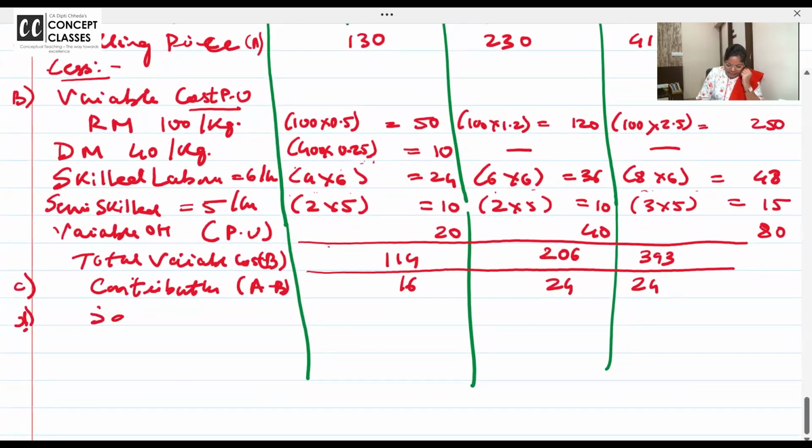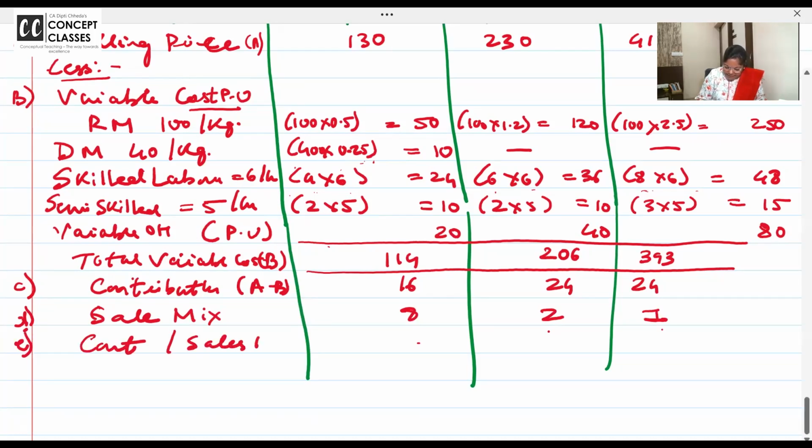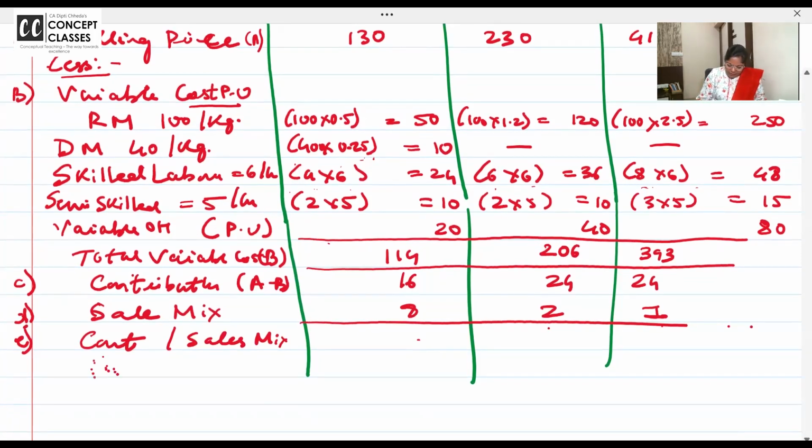Now D bit, something new I'm writing, and that is called sales mix. You can't say, ma'am, B and C are having very good contribution, just manufacture that. But if you manufacture 8 units of A, you have to make 2 units of B and 1. 8:2:1 is the sales mix. Now, contribution per sales mix. Can you get the contribution in the ratio of sales mix? This is also called weighted contribution.